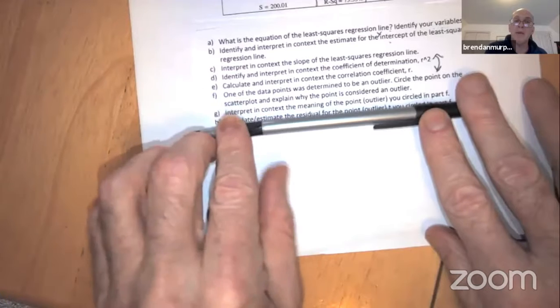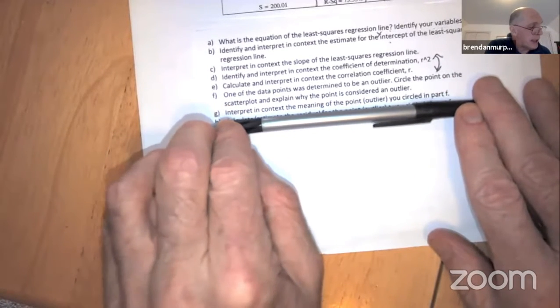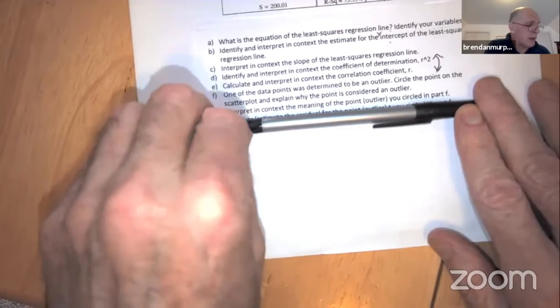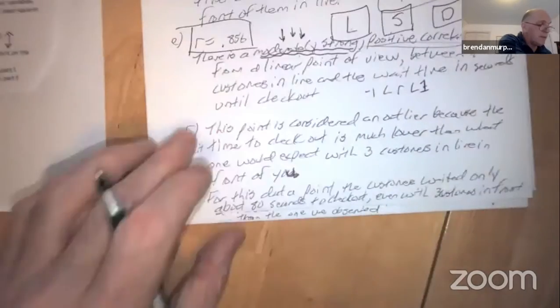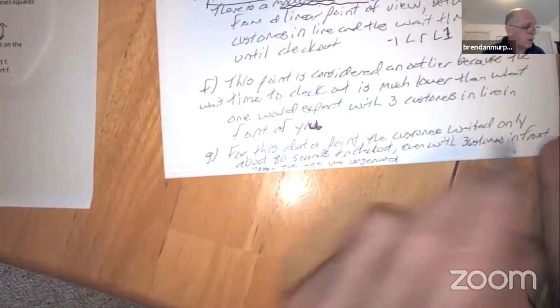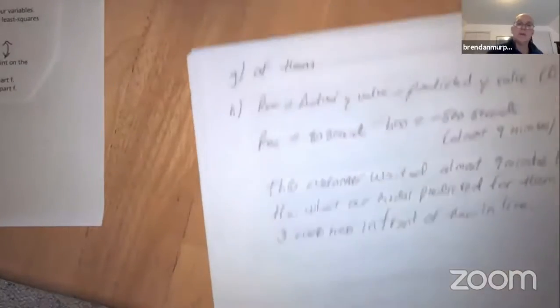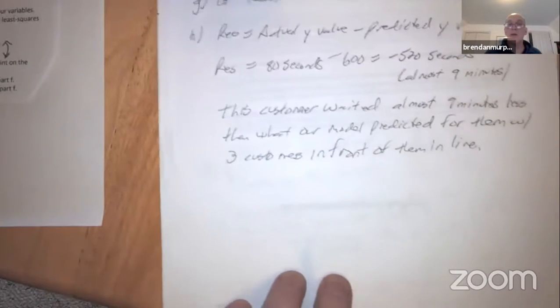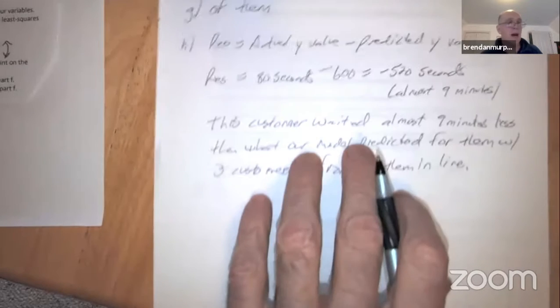So again, this problem is much longer than probably any problem you've done before, and that was by design. Interpret in context the meaning of this point outlier that you circled in part F. So what does it really mean? So I said for this data point, the customer waited only about 80 seconds to check out, even with 3 customers in front of them. So again, just in words, what does it really mean and what does it tell us?